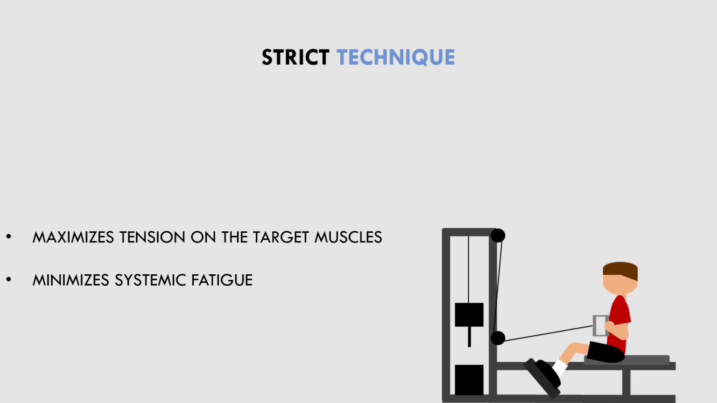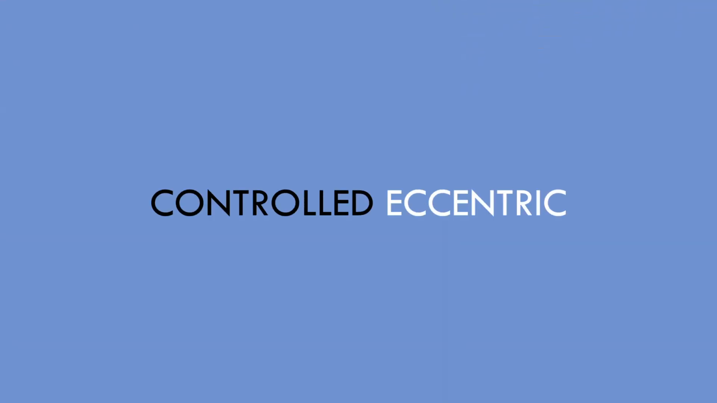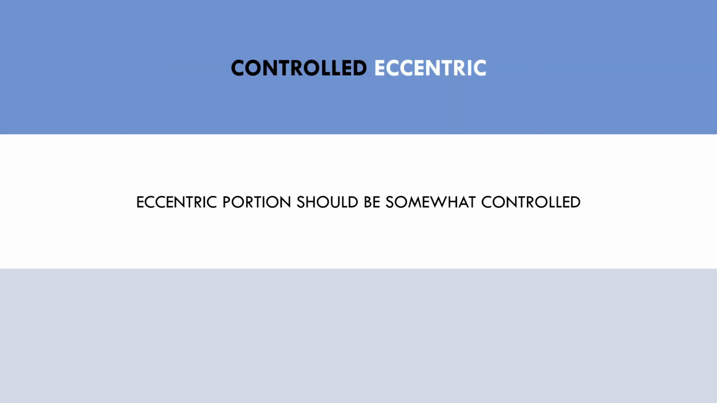And the last primary technique consideration to maximize muscle growth is to control the eccentric portion of the lift. This doesn't mean the eccentric portion of the lift needs to be intentionally slowed down, it just means that the muscle should be working eccentrically in some way rather than letting gravity do the work.